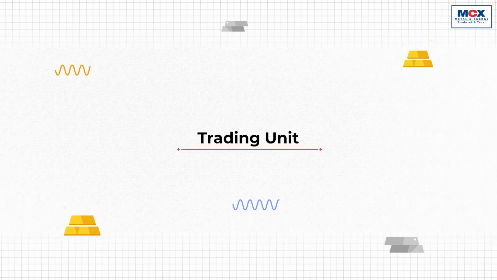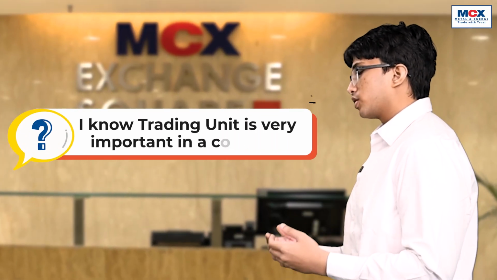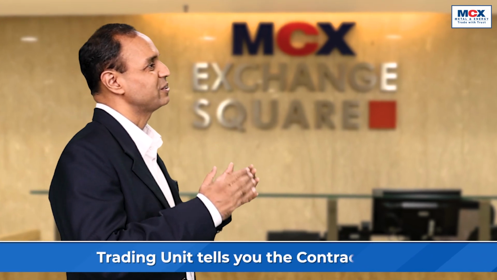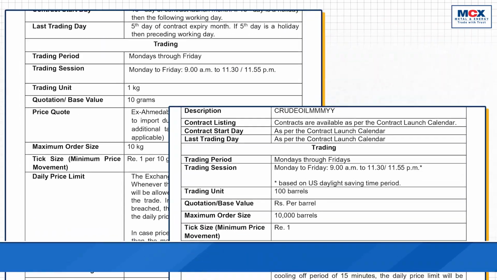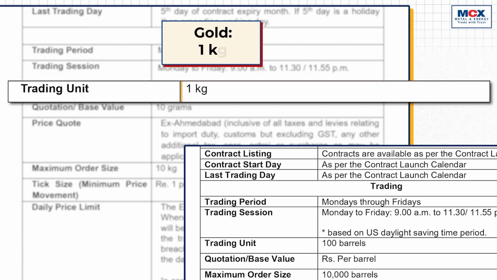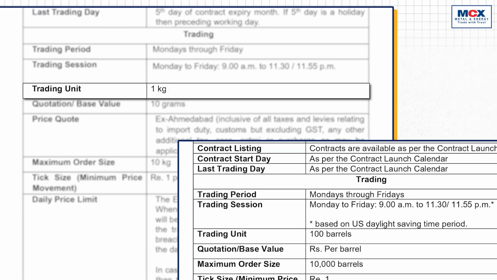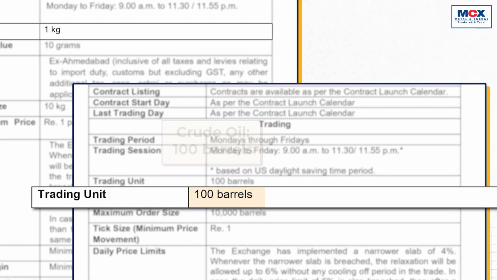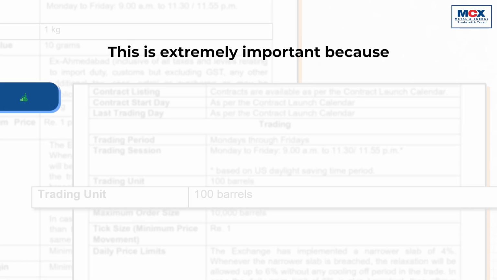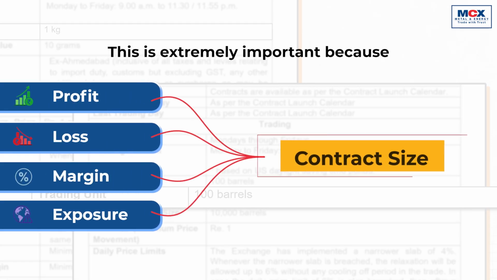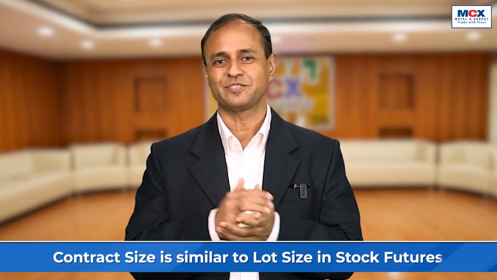Trading unit. I know trading unit is very important in a contract. Can you explain why? Trading unit tells you the contract size. In other words, how much commodity one futures contract represents. Gold, 1 kg. Crude oil, 100 barrels. This is extremely important because profit, loss, margin and exposure all depend on contract size. Contract size is similar to lot size in stock futures.